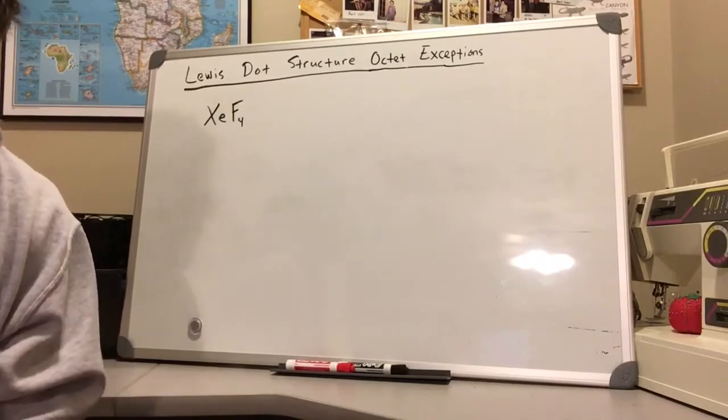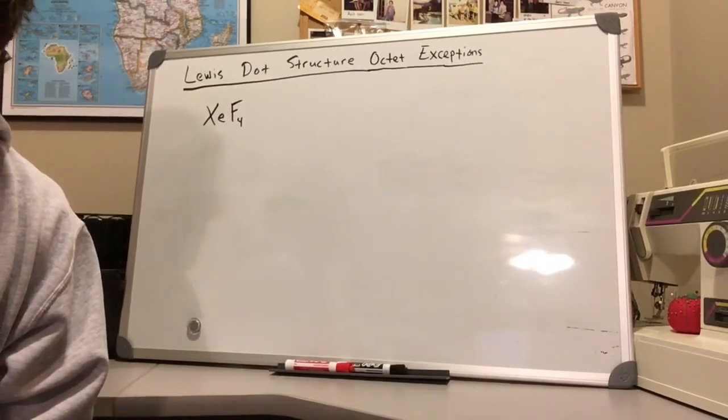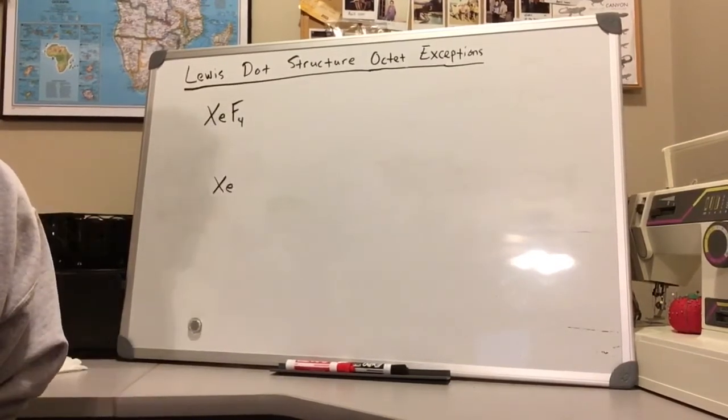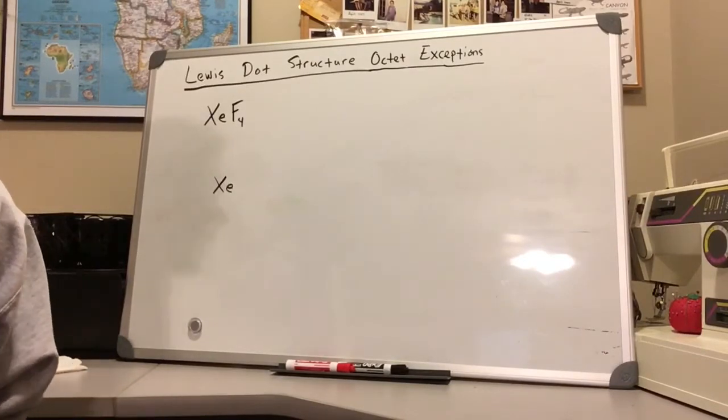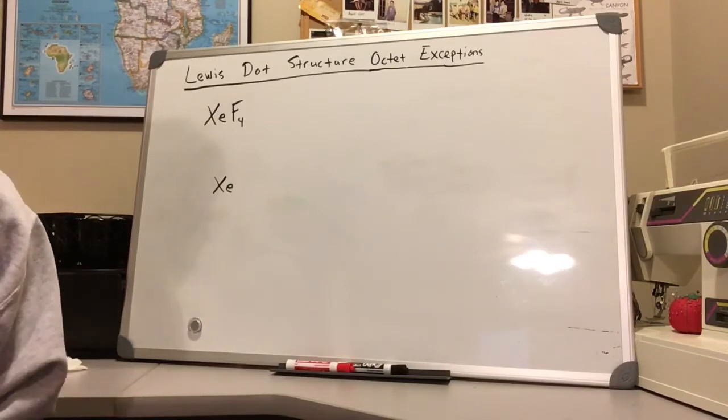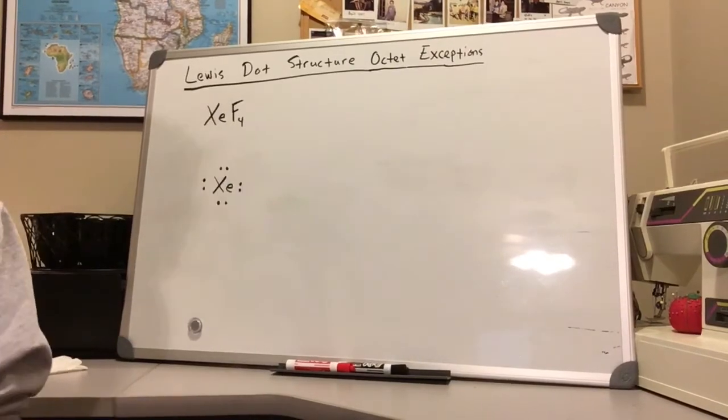So what I'm going to do first is write xenon as my central atom, and then I will add its valence electrons. So we know it's a noble gas. It's in group 8A, so it's going to have a full shell of 8 valence electrons. So I've got my xenon.